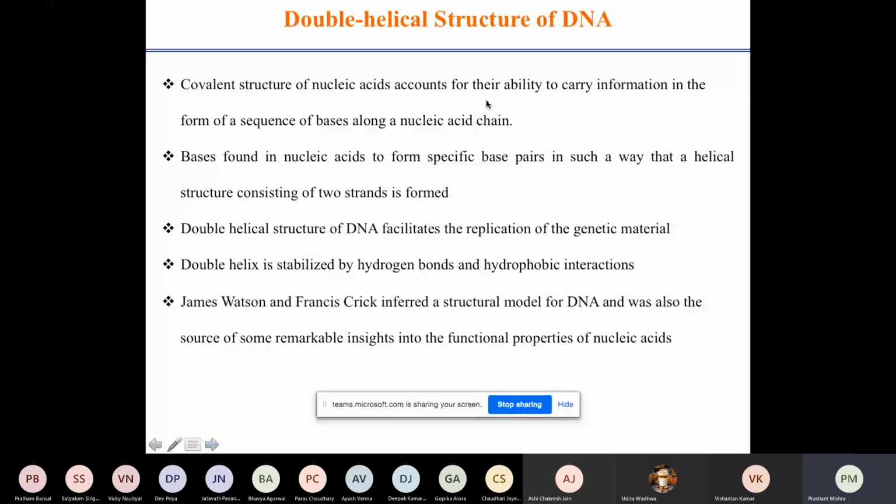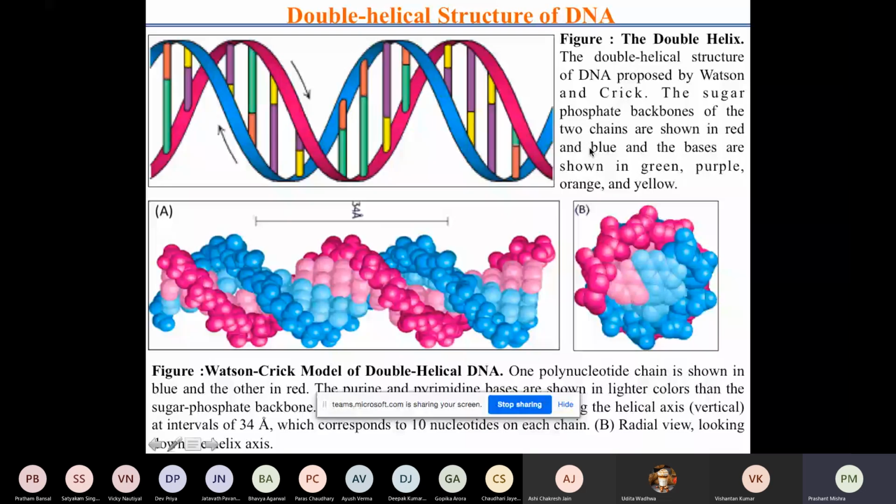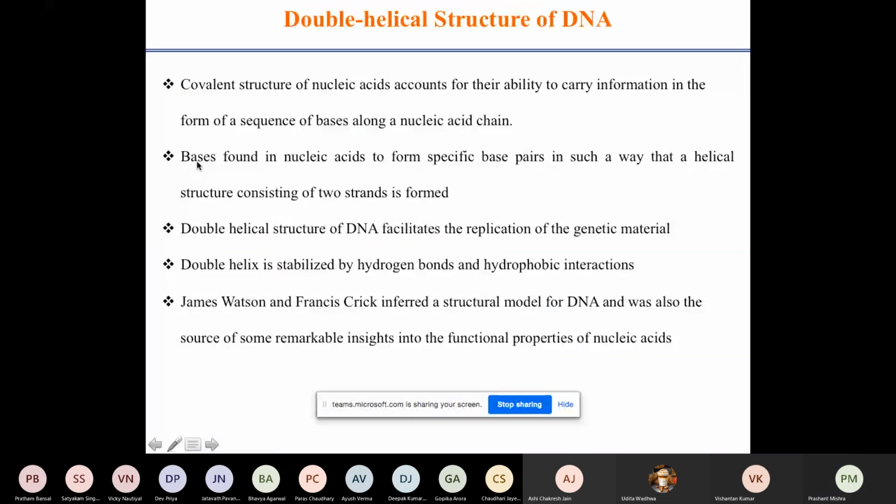So the covalent structure of nucleic acid can carry information in the form of sequence of bases along the nucleic acid chain. So suppose I have a nucleic acid chain. These are the chains, say blue color and red color, they are the polynucleotide chains, and they carry the information. The bases found in nucleic acid form a specific base pair in such a way that the helical structure consists of two strands and they are formed together.